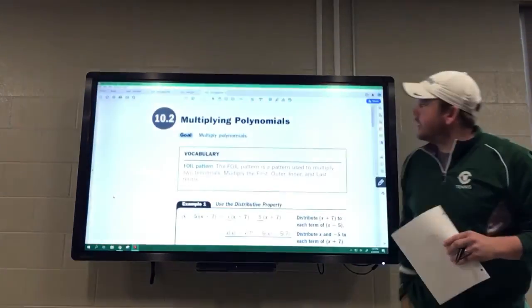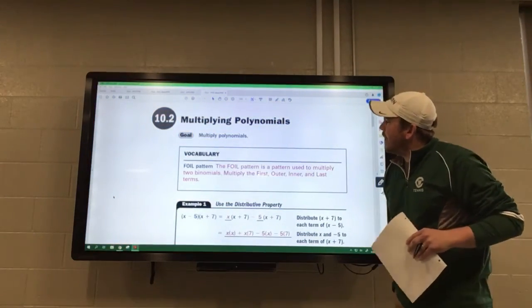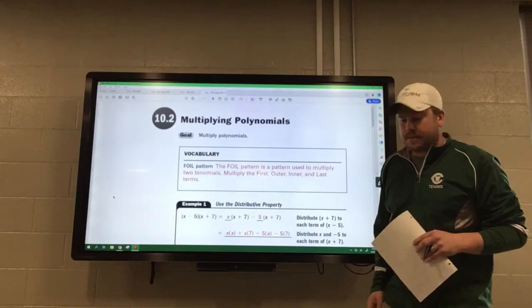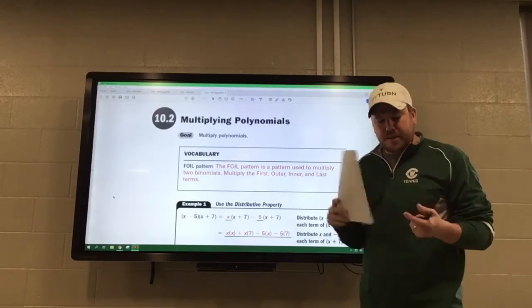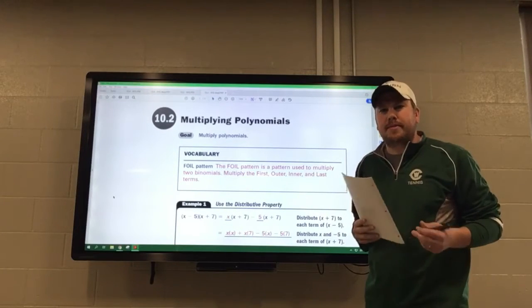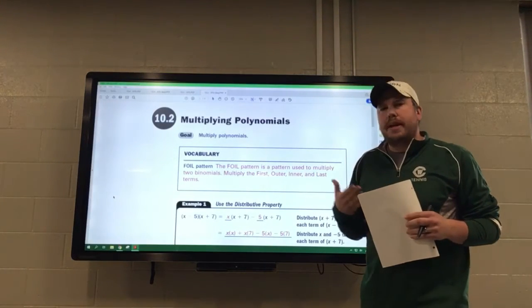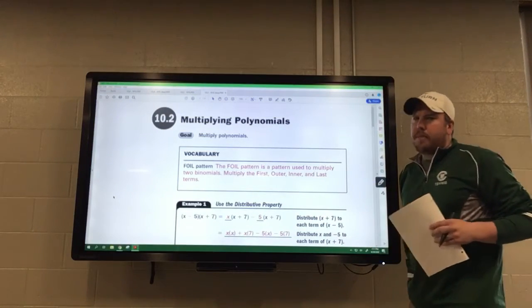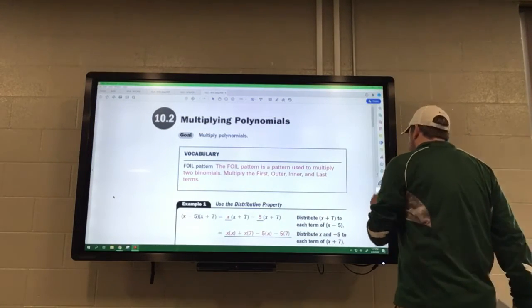Hello class, today we're going to look at section 10.2, multiplying polynomials. Our learning target today is multiplying polynomials. Two main things we'll be doing are multiplying a binomial times a binomial, and then multiplying a binomial by a trinomial. We're going to start with a binomial multiplied by a binomial though.